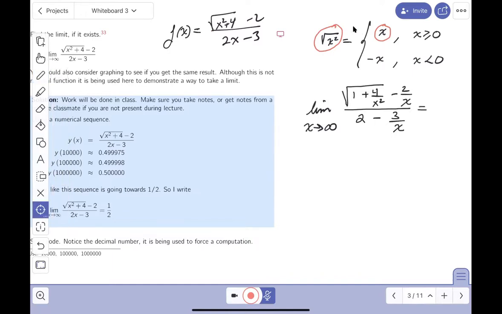Let's take a look. Where's x going towards infinity? What does that mean? It's a really large number. What do you get? Well, 3 divided by a large number is very close to 0. So the bottom is close to 2. Let me write that down for you.